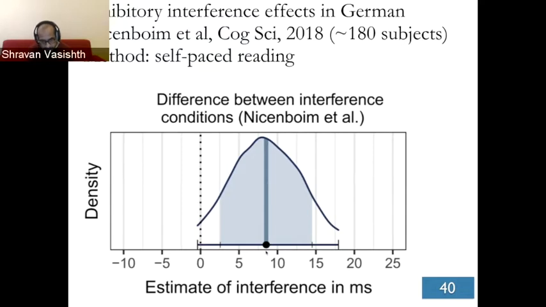What we are trying to figure out is what is the underlying cause of this fan effect? Is it the fan effect as assumed in the ACT-R model, or is it the result of the mixture process assumed in the direct access model? Okay. So now I'm going to show you the results of this model comparison.